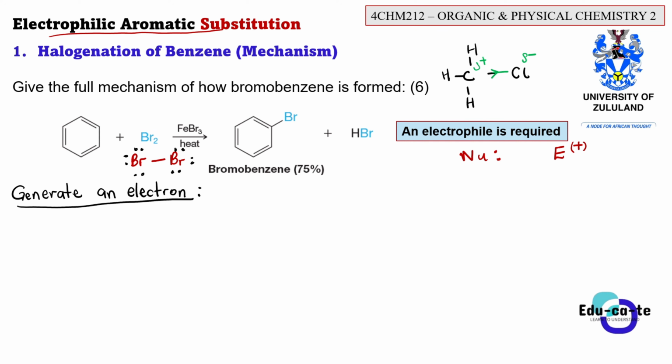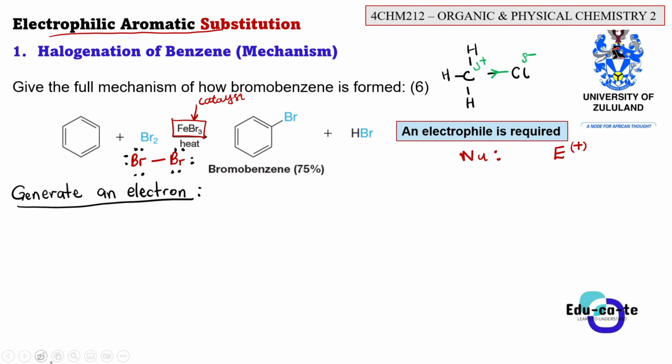This is non-polar. Okay, so here, how do we generate an electrophile? That's when this reagent comes into play, this FeBr3. This reagent serves as a catalyst. So this ferric bromide, what does it do? It actually reacts with this Br2 to generate an electrophile.